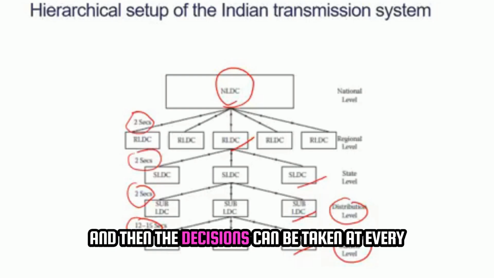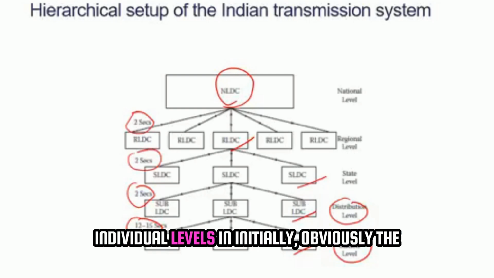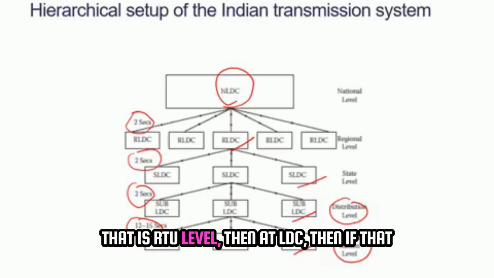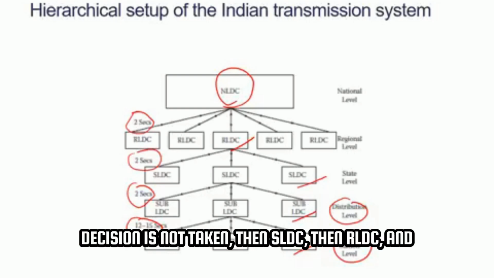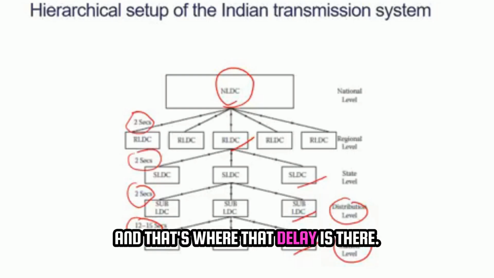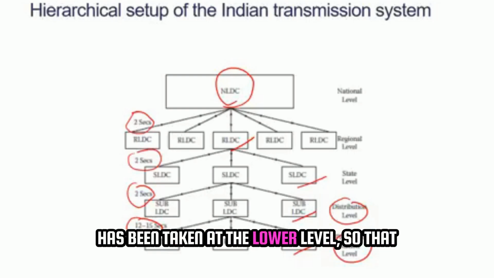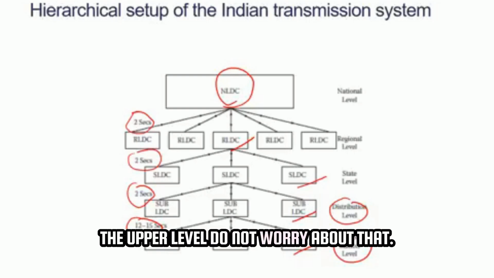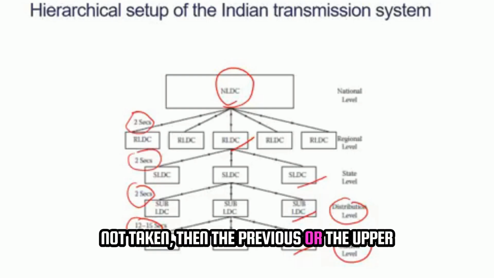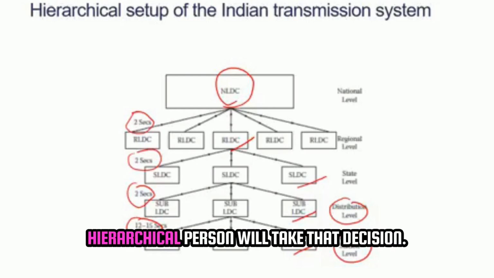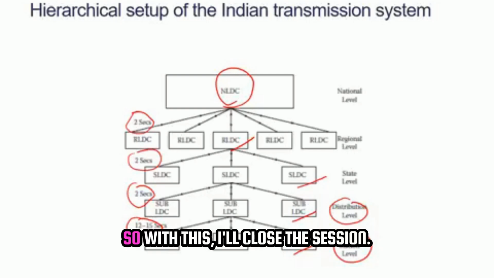And then decisions can be taken at every individual level. Initially the decision is taken at the lowest level first, that is the RTU level, then at the LDC, then if that decision is not taken, at the SLDC, then the RLDC, and then the NLDC. That is where the delay comes from. The delay is there to ensure that the decision has been taken at the lower level, so that the upper level does not need to worry about it. If within 5 seconds the decision is not taken, then the upper hierarchical level will take that decision. So with this, I'll close the session.